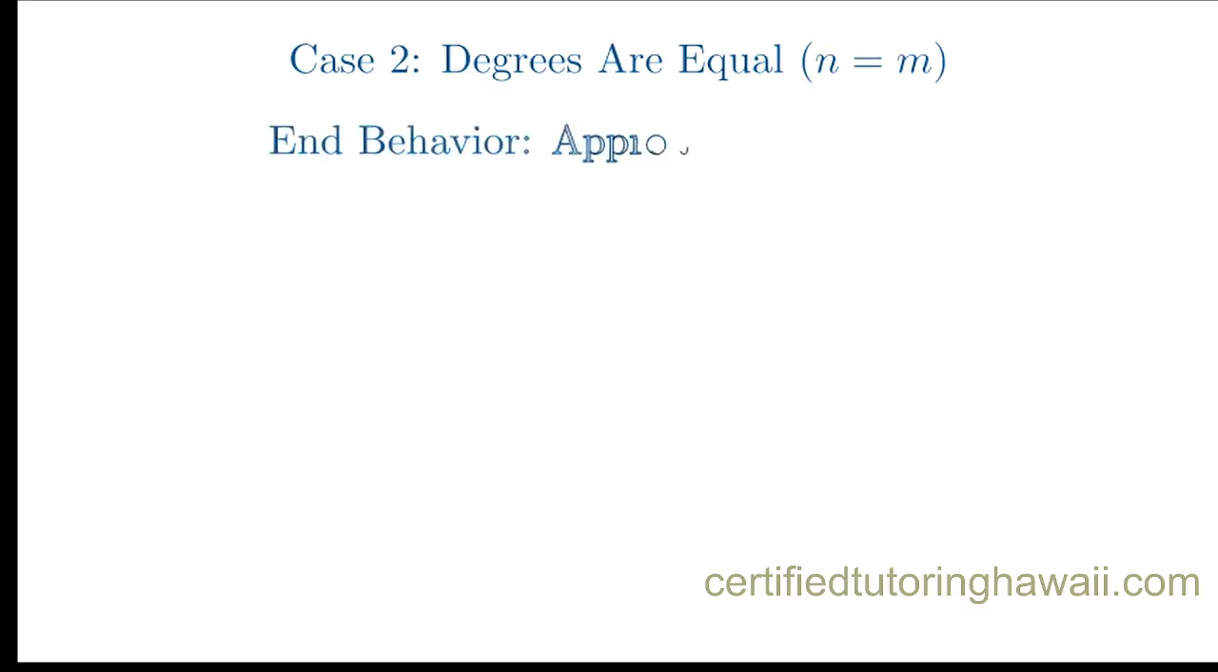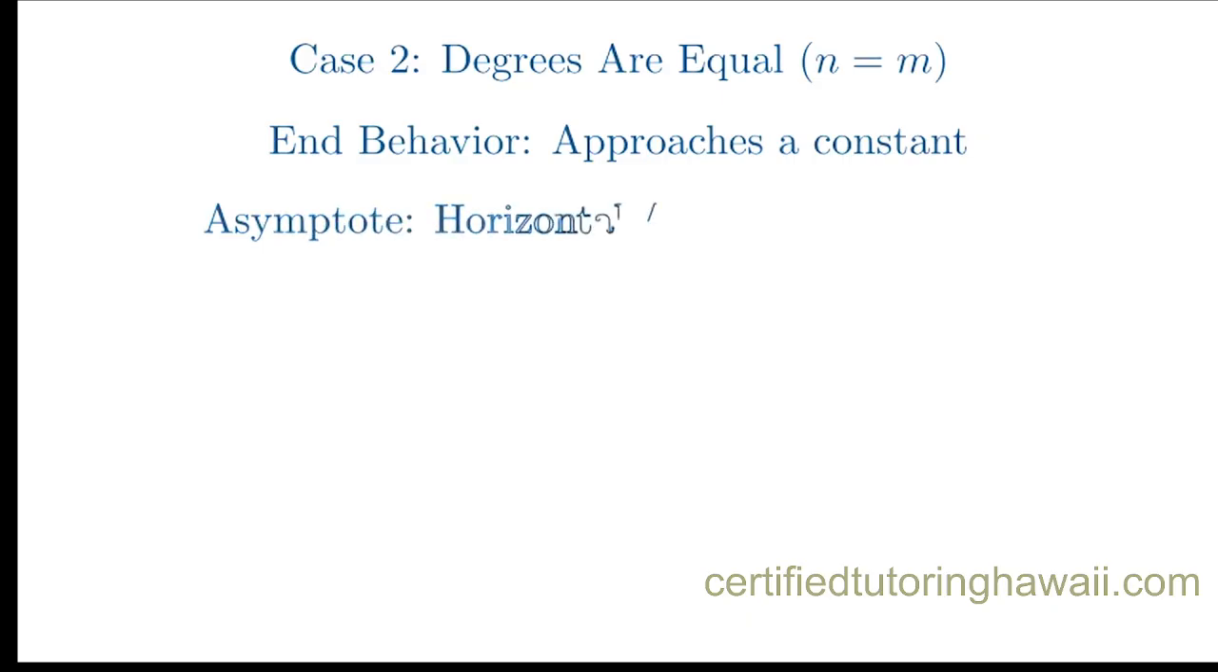Now let's explore the second case. This occurs when the degree of the numerator is equal to the degree of the denominator. So, n equals m. In this situation, the numerator and denominator grow at the same rate. This means their ratio won't shrink to 0 or grow to infinity. Instead, it will approach a constant value. The function's end behavior is that it approaches the ratio of its leading coefficients. The asymptote for this case is a horizontal asymptote located at y equals a sub n divided by b sub m. These are simply the numbers in front of the leading terms in the numerator and denominator.